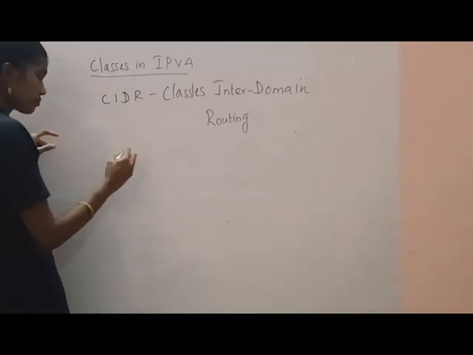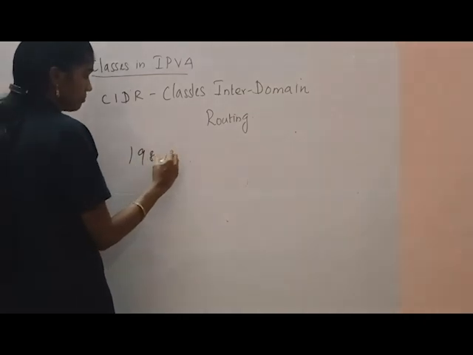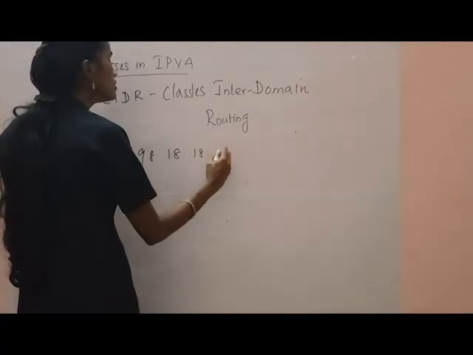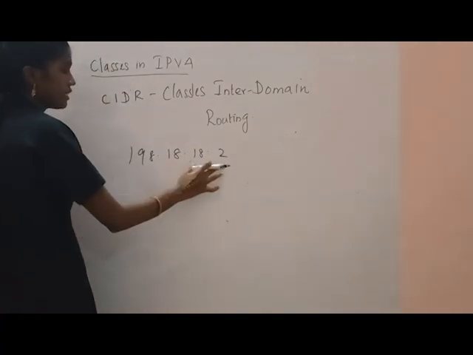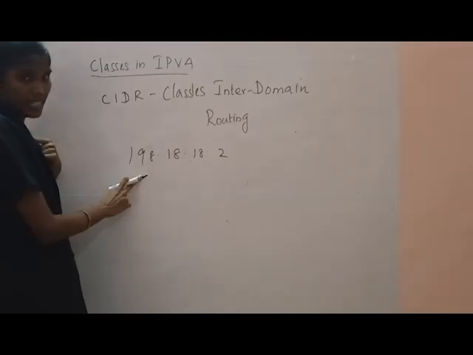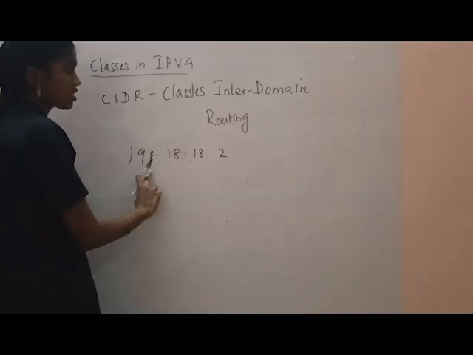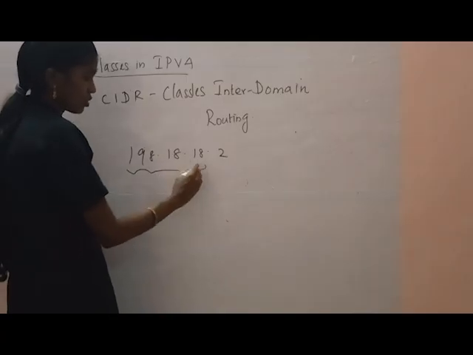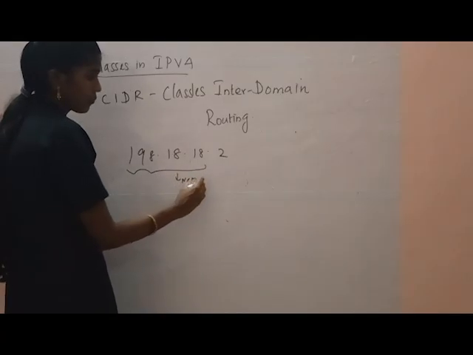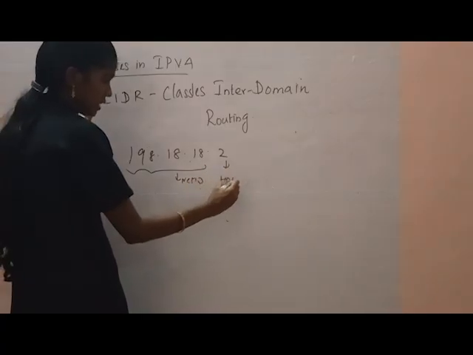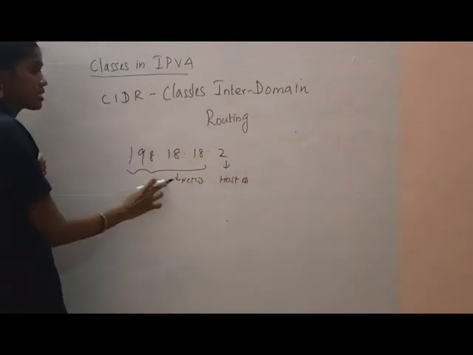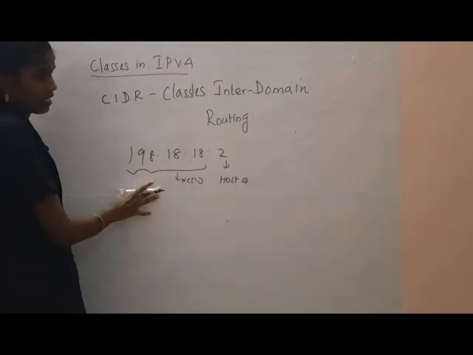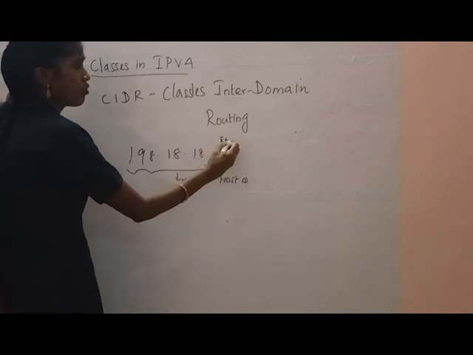For example, let me take this number, 198.28.18.2, and 198 itself says that it belongs to class C. All these portions will denote the net ID, and this alone says the host ID. Am I right? And this denotes these many bits are needed to represent a net ID, but only 8 bits are allowed for host ID.